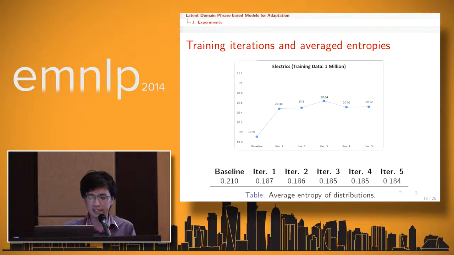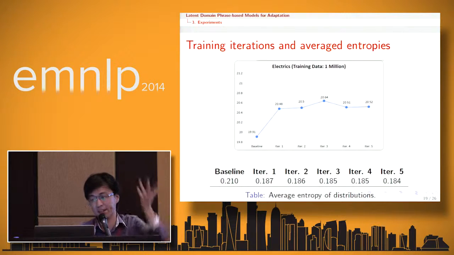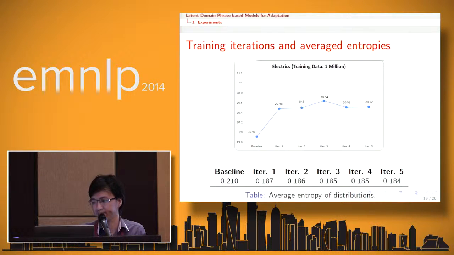And the second question is how many training iterations we need to train the model. But it turned out that you see, there's no really strong correlation between the BLEU score and the number of training iterations. What EM does is try to minimize the entropy of the phrase transition probability without caring about the performance of the system.